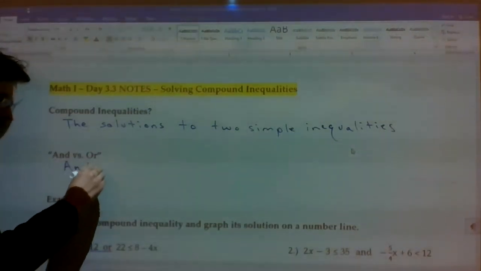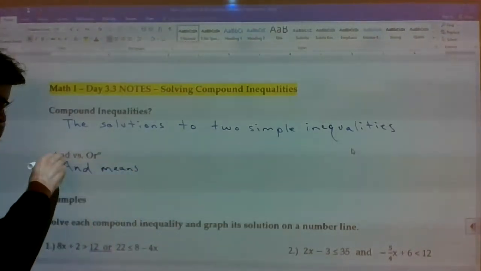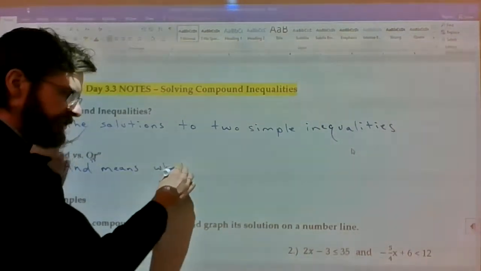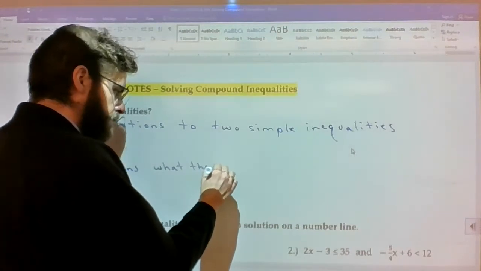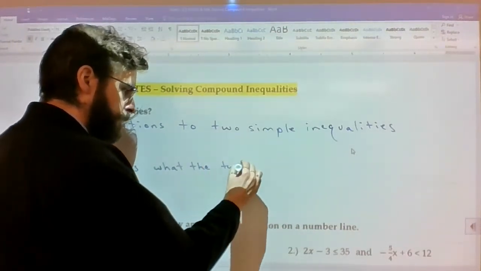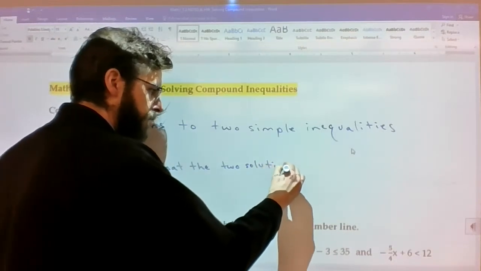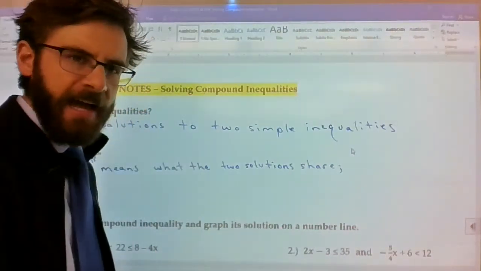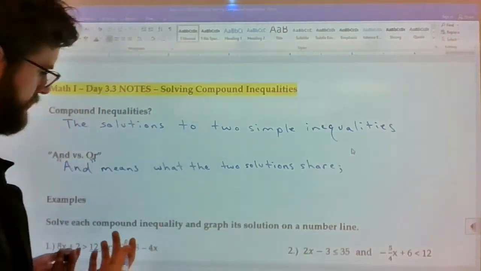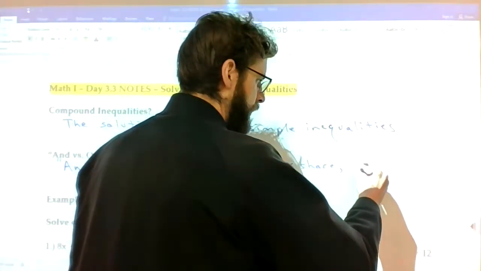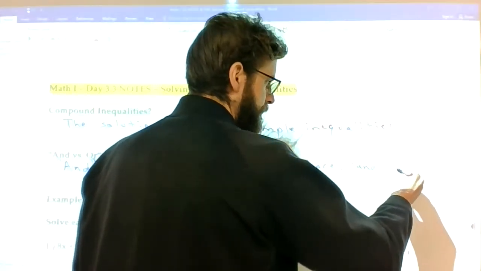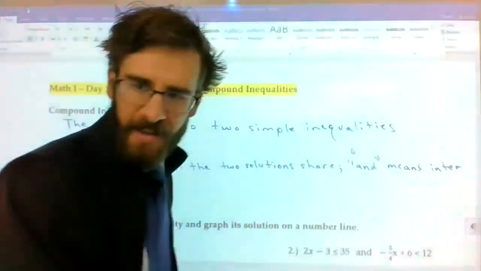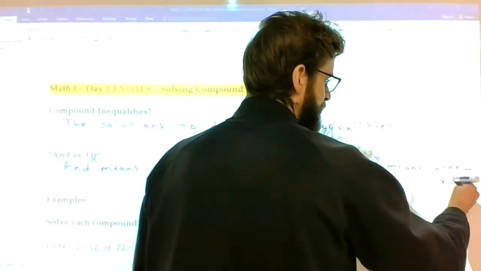And means one way to think about it is what the two solutions share. That can also be interpreted as the intersection of the two solutions. So, and means intersection, where they meet, what they share. Let's see, can you guys see that? We're barely, okay, intersection.